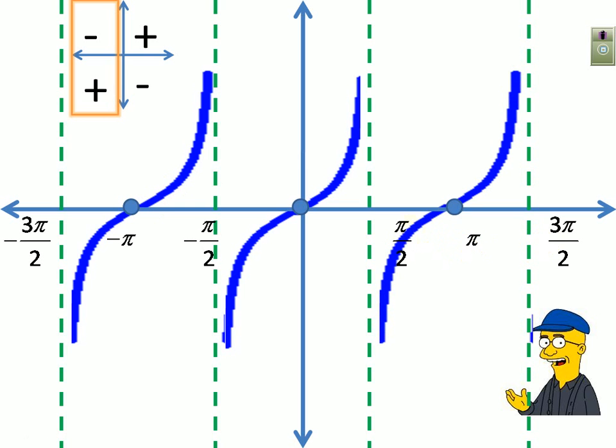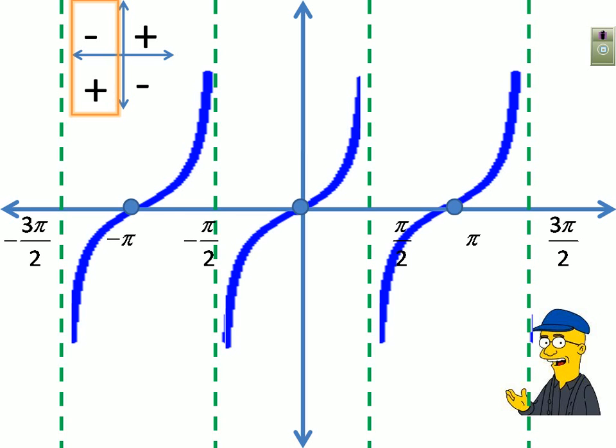Now this pattern continues on. We could continue on, adding to these numbers, and if you add another pi over here, you could have 2 pi and then get some more asymptotes, and you would see that this tangent graph, of course, continues forever.